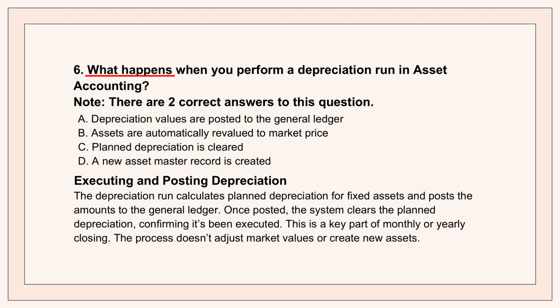Okay, the two key things that happen here are A and C. Yeah. Depreciation values get posted to the GL, and the planned depreciation is cleared. Let's unpack that. Posting to the GL. Yep. When you run depreciation, the system calculates how much each fixed asset has depreciated during that period, based on its settings, useful life, method, etc. And then it automatically posts these amounts to the right expense accounts in your general ledger.